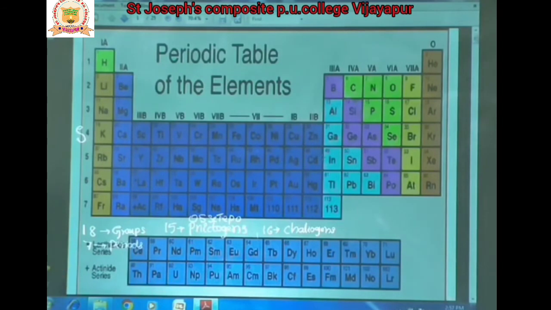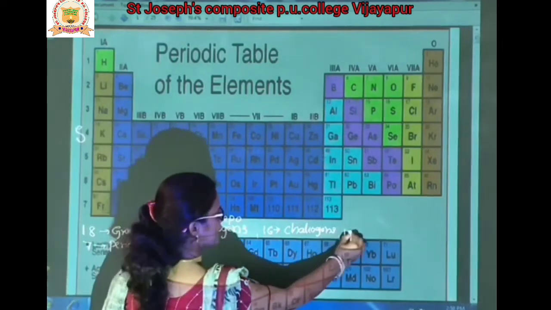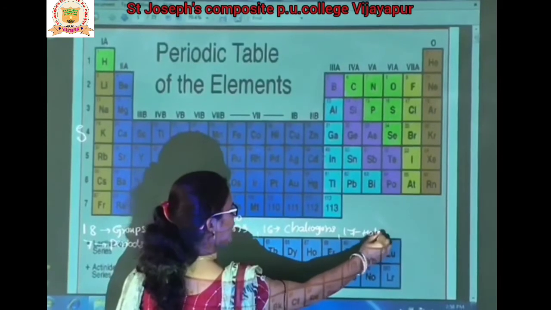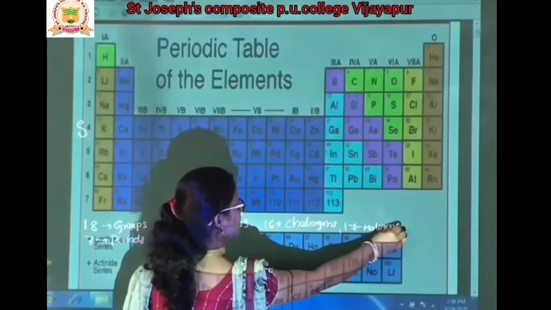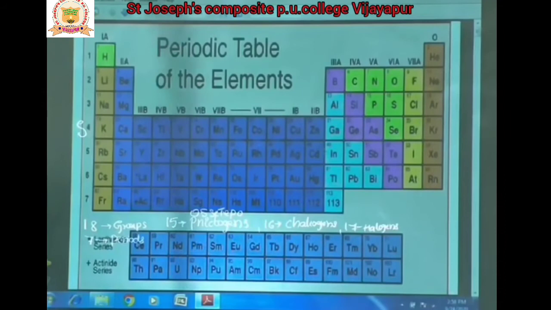Next, come to the 17 family elements. 17 family elements we call halogens. The name for the 17th family is halogens. Why the name halogens for this family? Because halo means halite. Halite means salt. These elements form the salt. Salt forming elements we call halogens. The elements are what? Fluorine, chlorine, bromine, iodine, astatine.